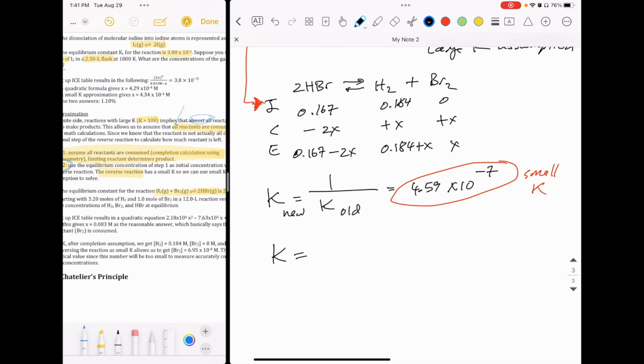Well, how do I find x? Use the K expression again, except that now this is for the new reaction. So H2 times Br2 over HBr squared: 0.184 plus x times x over 0.167 minus 2x, squared.